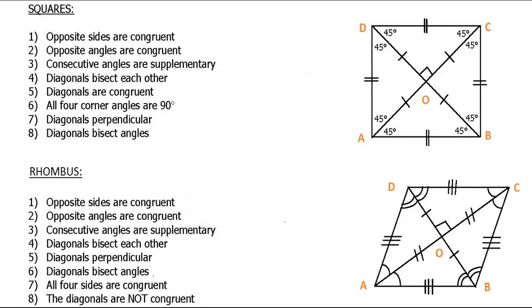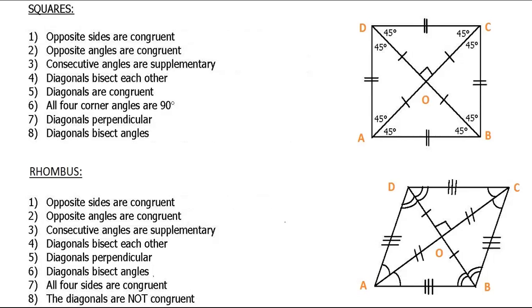Diagonals bisect each other. Again, the diagonals are dividing each other in two parts. Diagonals are perpendicular. So we will find here angle AOB is equal to angle BOC is equal to angle COD is equal to angle DOA, and that is equal to 90 degrees. AC and BD are perpendicular to each other. Diagonals bisect angles.